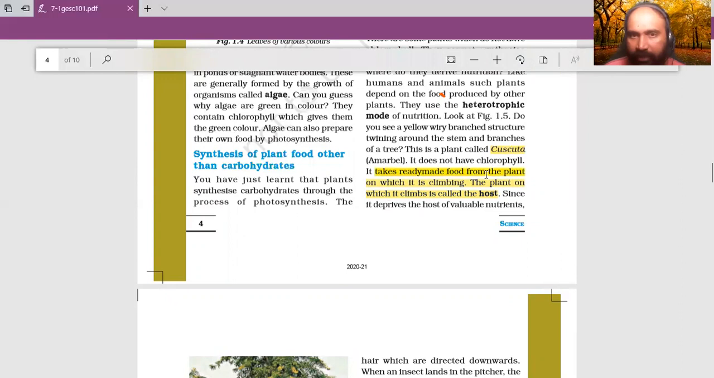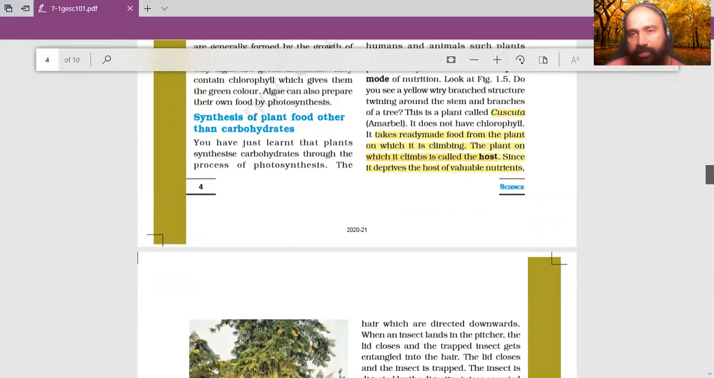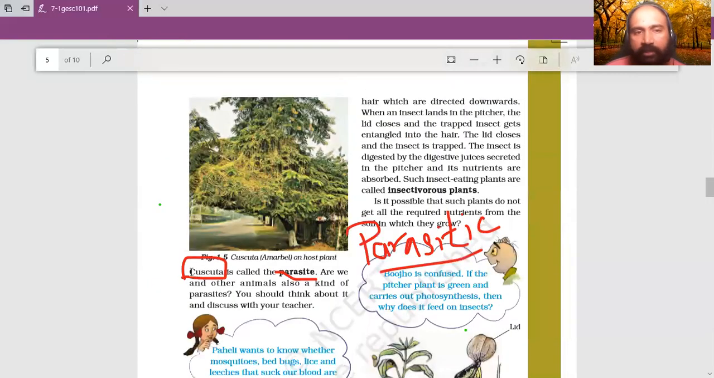So Cuscuta, whatever I highlighted, right? Cuscuta takes ready-made food from the plant on which it is climbing. The plant on which it climbs is called host. Since it deprives the host of valuable nutrients, Cuscuta is called the parasite. Now that much is enough.